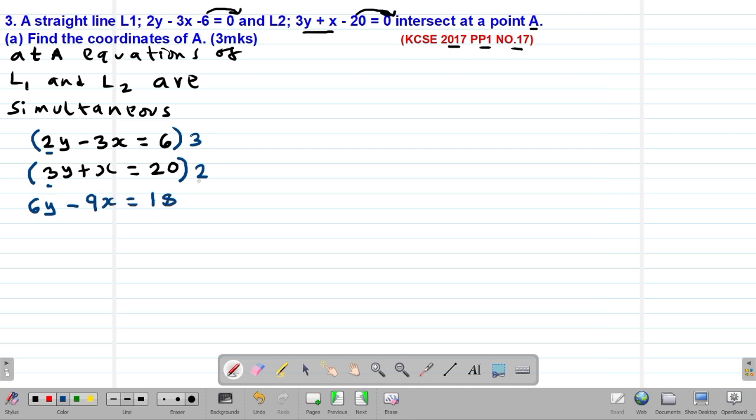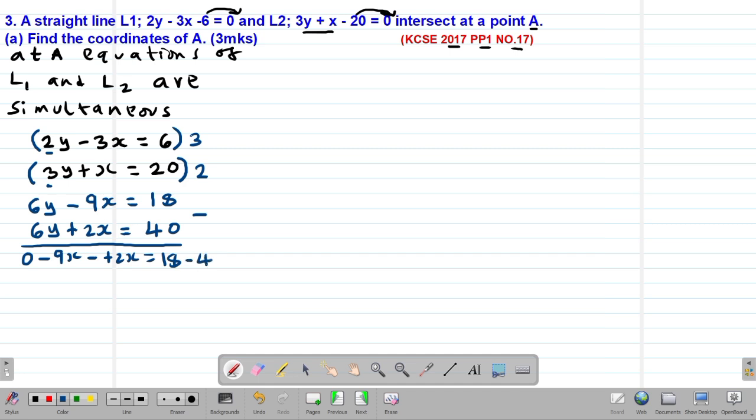I'll get positive 18. Now multiplying the second equation by 2, I'll have 3y times 2, which will still give me positive 6y. Then 2 multiplied by x, I'll get a positive 2x being equal to 20 multiplied by 2, I'll get positive 40. Then I'll subtract the two equations so that I can easily eliminate y. So I'll end up with 6y minus 6y, which will give me 0. Then here I'll have negative 9x minus positive 2x being equal to positive 18 minus 40.